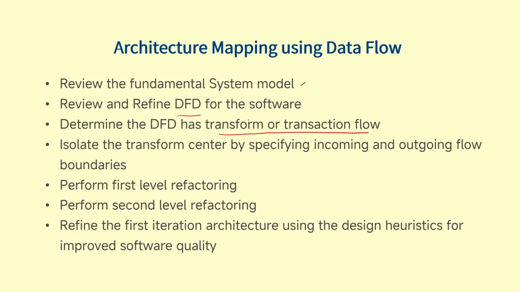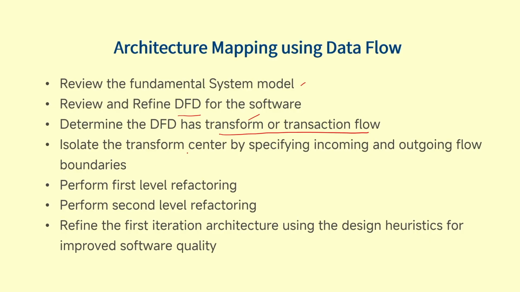So, what do we mean by transform flow? It will be having a sequence of interaction. It starts from input, process, followed by output. Transaction will have more than one flow. Okay. So, we are only concentrating here with respect to translating the transform center by specifying the incoming and the outgoing boundaries. So, you will be having a process with incoming and outgoing boundaries. So, this is what we are trying to isolate, and then we will perform the first level refactoring.